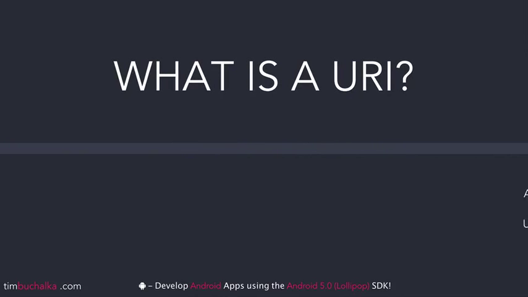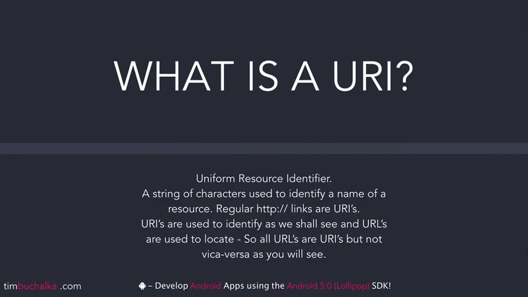So the question now is, what is a URI? Well, a URI stands for a Uniform Resource Identifier. Now, it's a string of characters used to identify a name of a resource. Now, regular HTTP links on the internet are URIs, but URIs are used to identify and URLs are used to locate. So in other words, all URLs are URIs, but URIs can be other things as well, and we're going to be using the URI in a different capacity than a regular URL, which we'll see shortly.